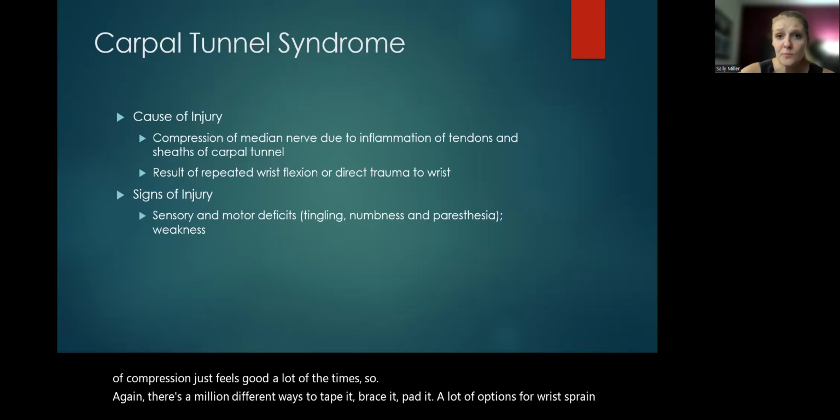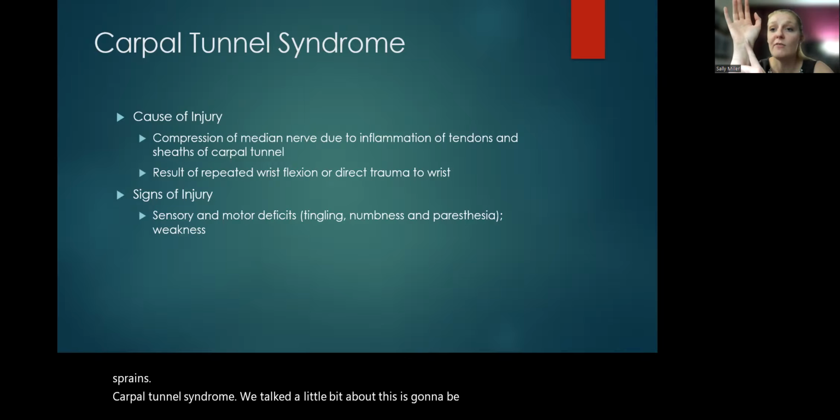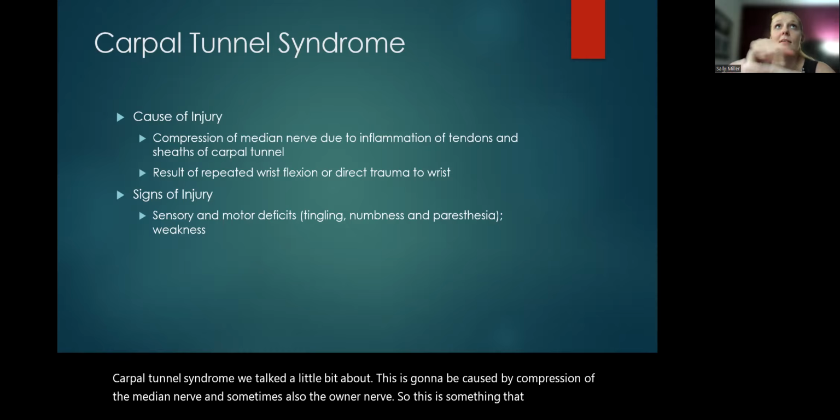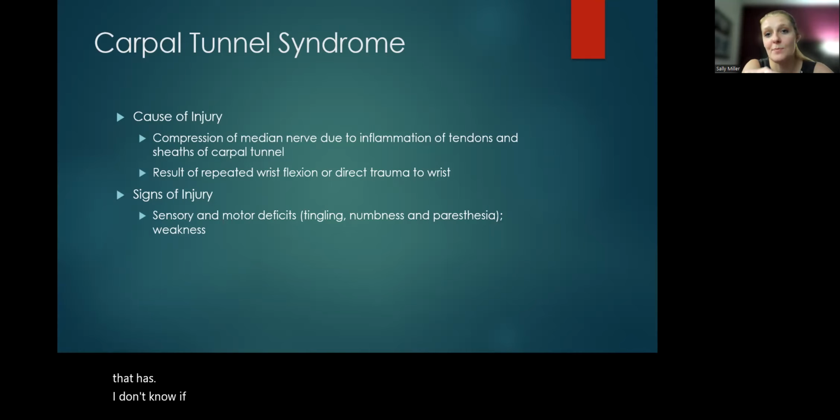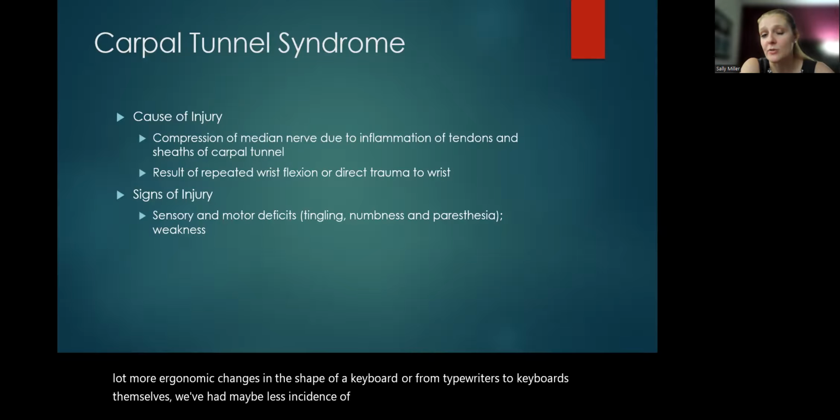Carpal tunnel syndrome, we've talked a little bit about. This is going to be caused by compression of the median nerve and sometimes also the ulnar nerve. I don't know if the stats support that it has become less common over time, but as there have been a lot more ergonomic changes, in the shape of a keyboard or from typewriters to keyboards themselves, we've maybe had less incidence of carpal tunnel syndrome, or it's just maybe now expected. People understand the signs and symptoms and what to look for.